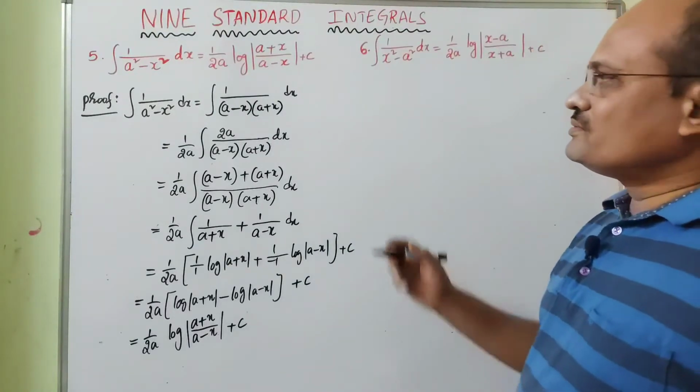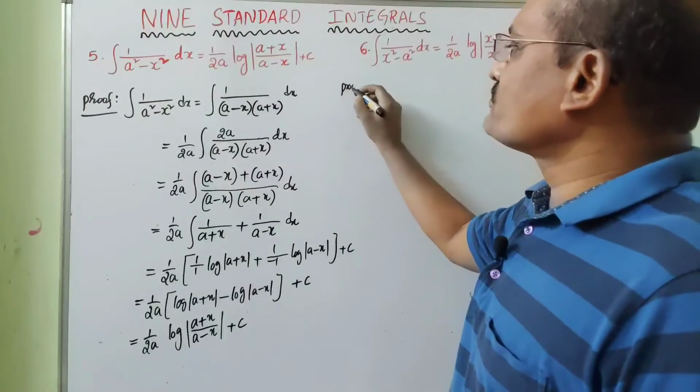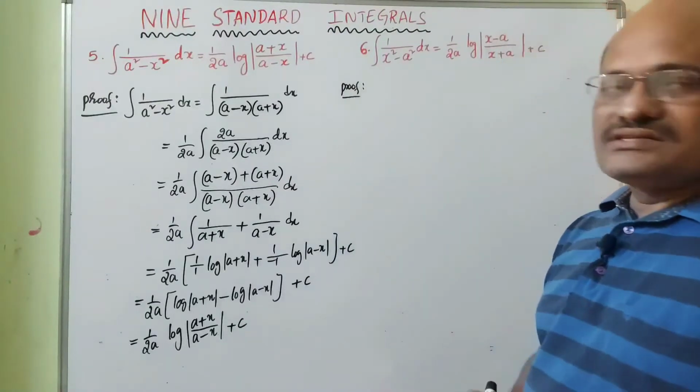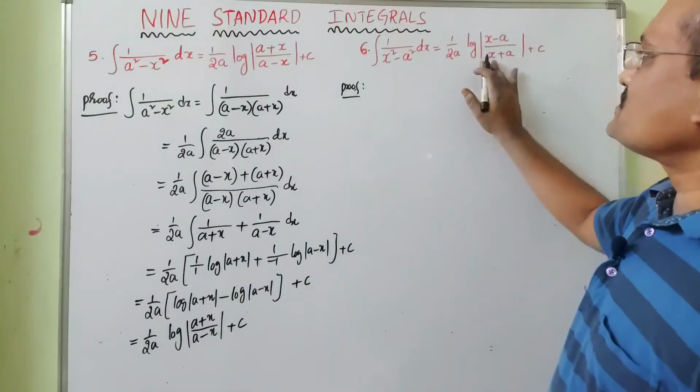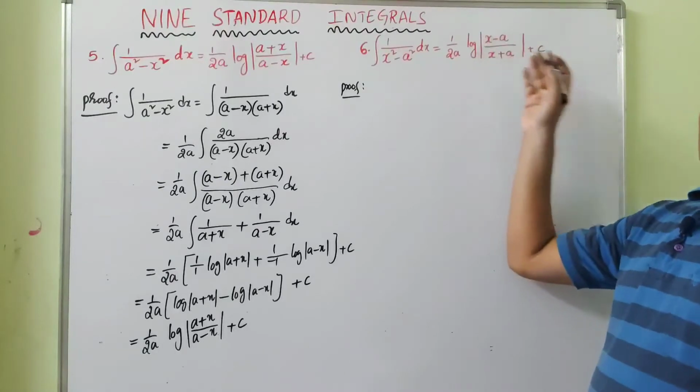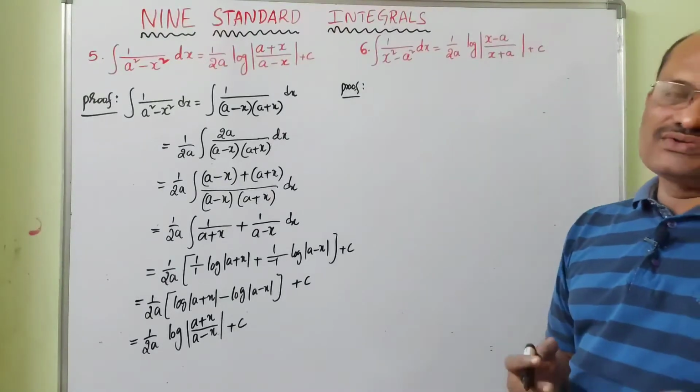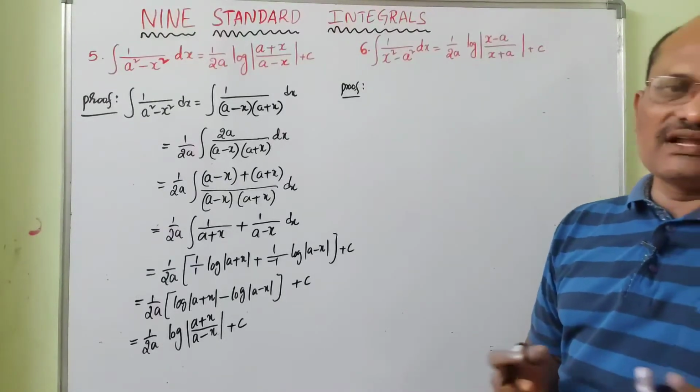Now I am going to prove the sixth standard integral. Here also in the result there is no sin and tan, so the substitution method doesn't work.